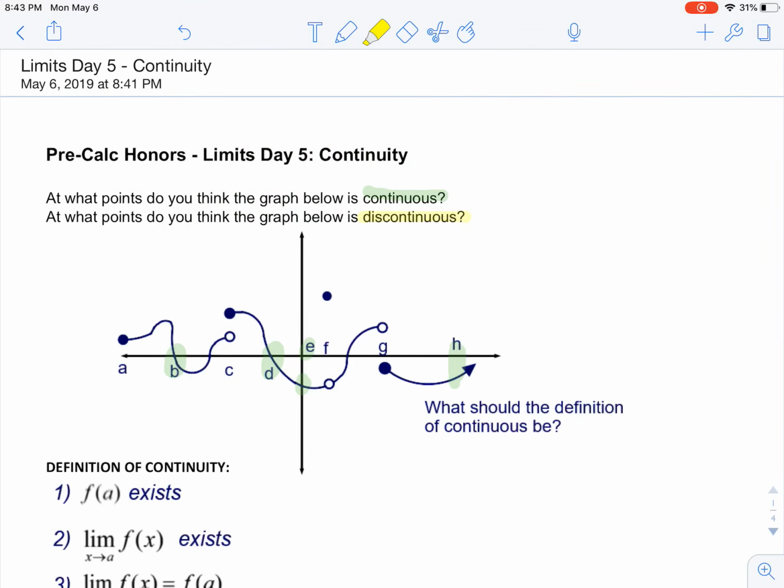And then discontinuous, I'm going to say C. F, it's discontinuous. G, it's not continuous. And at A, it's technically not continuous because it stops, it doesn't keep going, so we'll say A too.